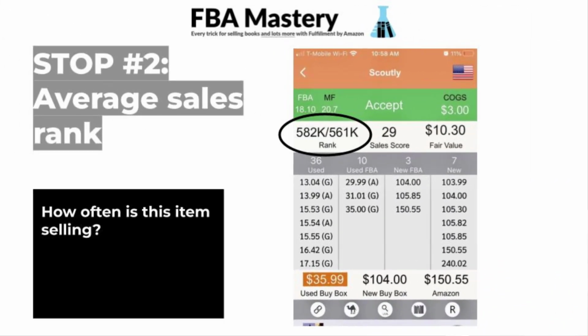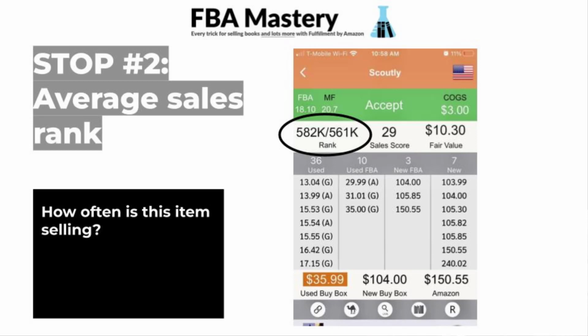Stop number 2, I let my eyes drift upward to the average sales rank. I want to know how often this item is selling. That is going to heavily define how I price this item. If I see the average sales rank is better than roughly 1.2 million, then I go on to step number 3, which is the FBA column.